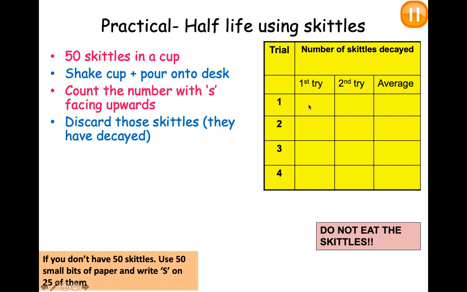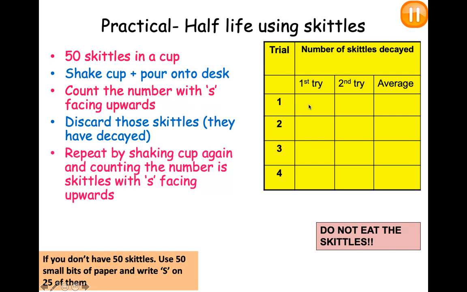The rest of them remaining, put back into the cup. Shake the cup again, tip it out onto the desk, and again count the number with the letter S facing upwards. This time you write it where it says trial 2, still in the first try column. This time you might have 15, for example. Then discard those, put the others back into your cup, give it a shake, and repeat, all the way down to trial 4 if you can.